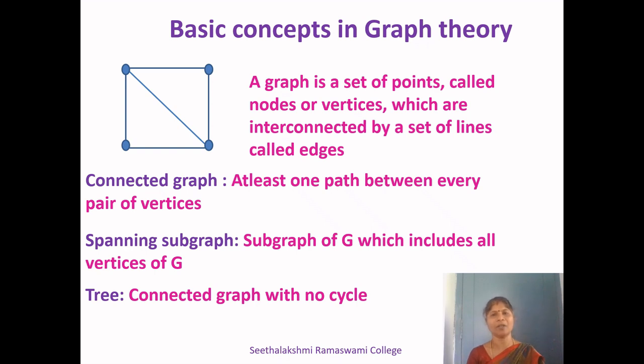A graph is a set of points called nodes or vertices which are interconnected by a set of lines called edges. A connected graph is a graph in which there is at least one path between every pair of vertices. A spanning subgraph is a subgraph in which all the vertices of G appear. A tree is a connected graph with no cycle.